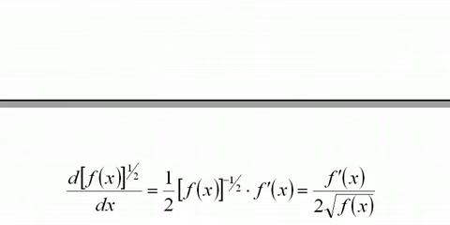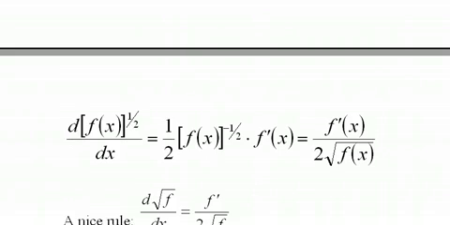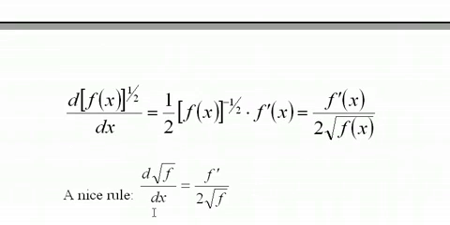Here it is. What we do is bring the 1/2 out front, lower the power by 1, and then multiply it times f prime. I've simplified it a little bit here: f prime of x over 2 times the square root of x, because the negative 1/2 power brings it downstairs, and you can change it back into the square root of x. So here's the nice rule that I was talking about. The derivative of the square root of f is just f prime over 2 times the square root of f.